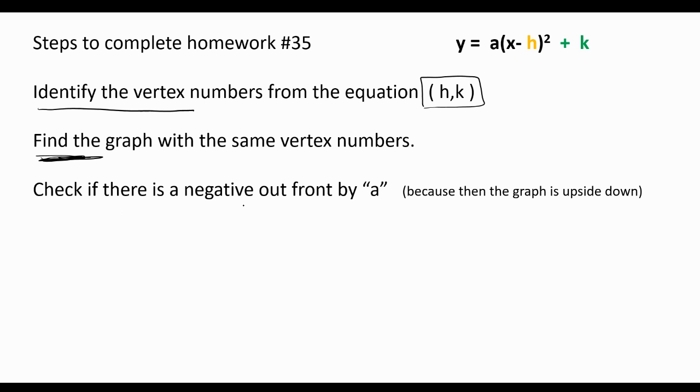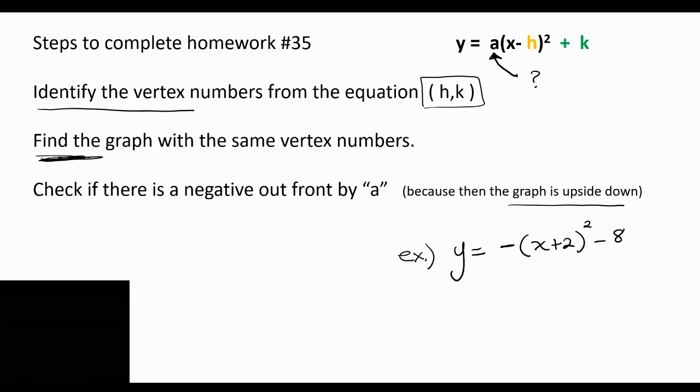Now check if there is a negative out front by A. What happens if you have a negative right out here? What if that's a negative? Then the graph is going to be upside down. So let me give you an example. And again, you're just watching. y is equal to negative, I'm just making it up, oh, I don't know, (x + 2)² minus 8.